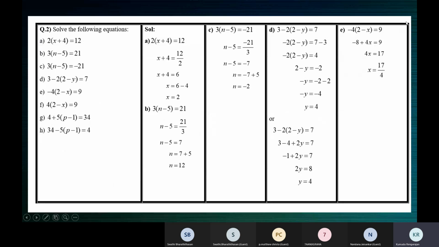Ma'am, both of them are transposing method, but the way we do is different, no, ma'am. If they ask in transpose method, can we use any one of this method? Any one of the two. Yes, yes.